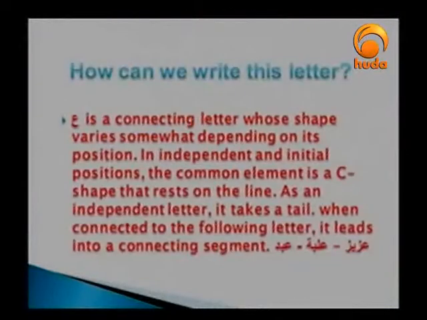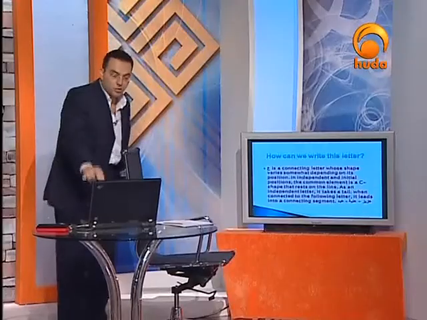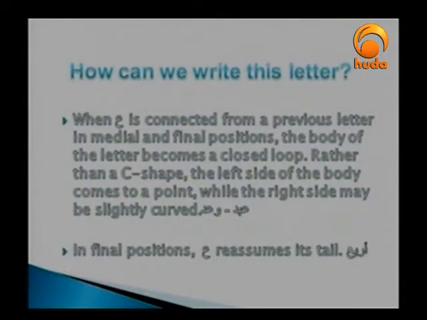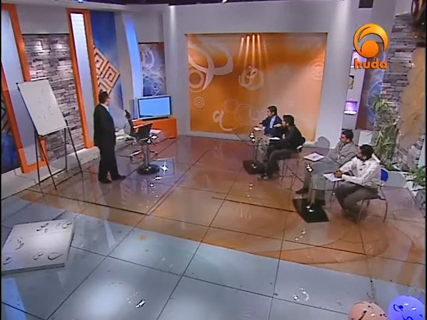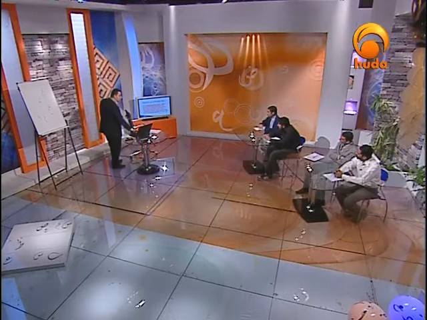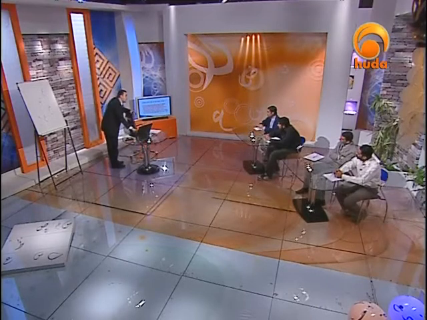Ain is a connecting letter whose shape varies somewhat depending on its position. Right, I think so. We discussed stuff like that. Let me move on here and see how we can write such an alphabet. When Ain is connected from the previous letter in medial and final positions, the body of the letter becomes a closed loop rather than... well, I think that we actually skipped one more slide. But again, I would tell you something here that could be important. Ain, when it comes in the initial position, is always connected.